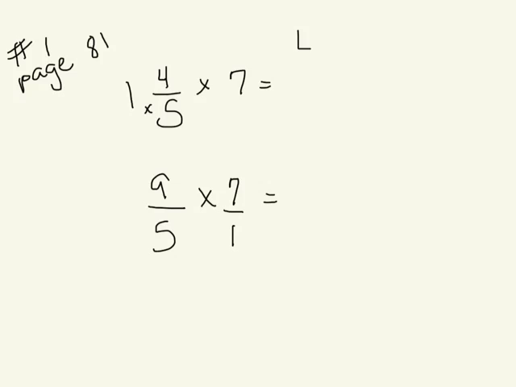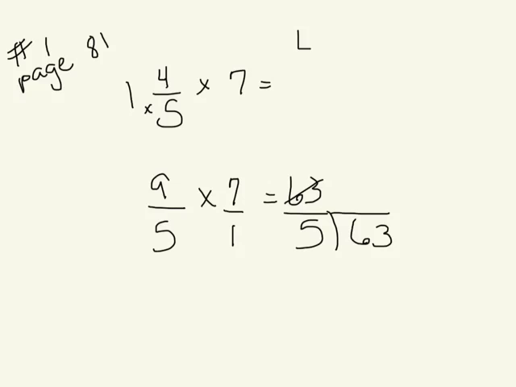Can I cross simplify anywhere? No, I can't, so I'm going to multiply straight across. 9 times 7 is 63. 5 times 1 is 5. So they drink 63/5 liters of apple juice each week. So I'm going to turn that into a mixed number.